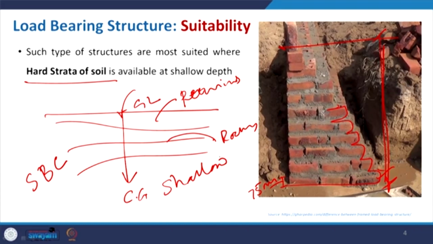Alternate to that, we have deep foundation, where we go for different kinds of pile foundations and all, but with load bearing structure it is basically the shallow foundation, and the main criterion that we have to check is where we can get the hard strata at very shallow depth. So, this is one suitability of this kind of application of load bearing structure to be checked. Now, along with that, as we discussed, the main component of the load bearing structure is the wall. It may be made of stone masonry or brick masonry, but basically the wall.